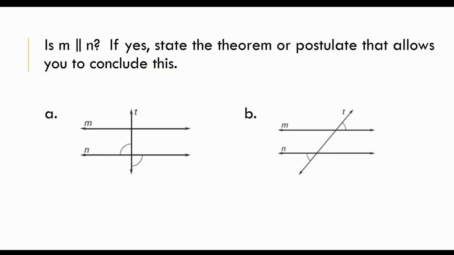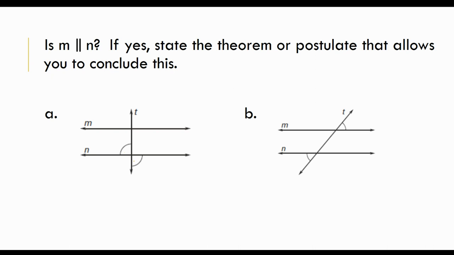All right, let's take a look at some examples. So the question is, are lines M and N parallel? If yes, we're going to state the theorem or the postulate that allows us to conclude this. If not, then we're done. So if I'm looking at A, I see that I have two congruent angles. So I want to know, well, what kind of angles are they? Are they going to relate to us then being able to conclude that we have parallel lines?